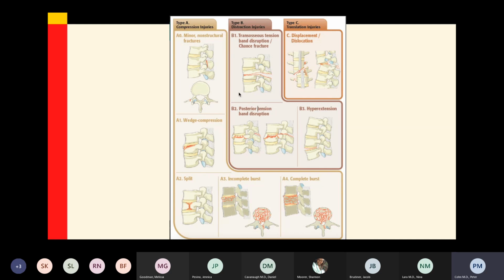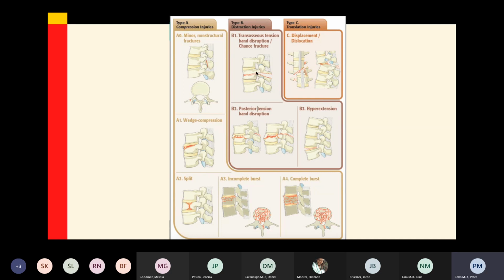And in terms of B-type fractures, these are considered distraction injuries involving both columns. You can have an injury that goes through the pedicle and is a completely osseous injury, also known as a chance fracture. You can have anterior column injury with posterior column ligamentous injury, and you can also have hyperextension injuries.